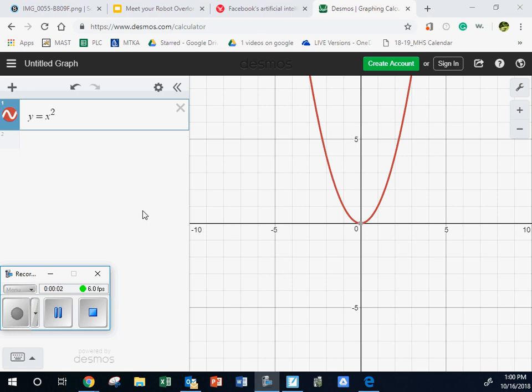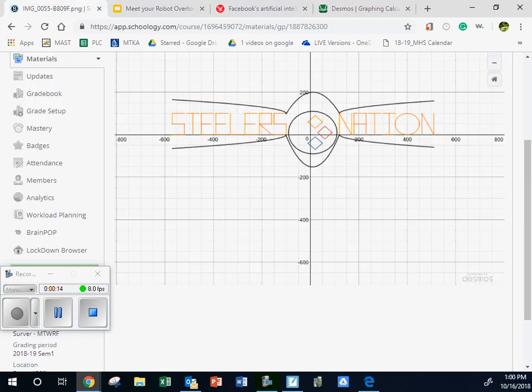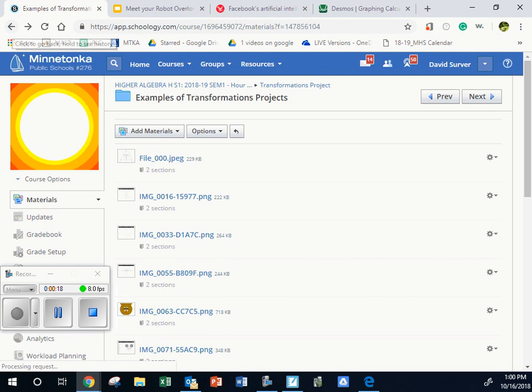Okay, some thoughts on your project. First of all, today was mostly going to be work time. I'm just going to show you a couple things and give you a lot of time to work. Your project is very well described in the Schoology page, but I want to go back and show you where some key things are in here.